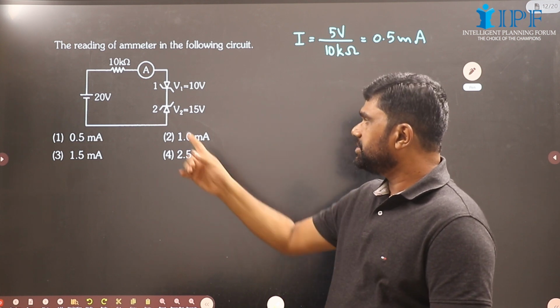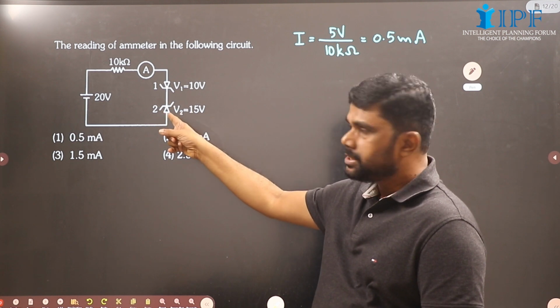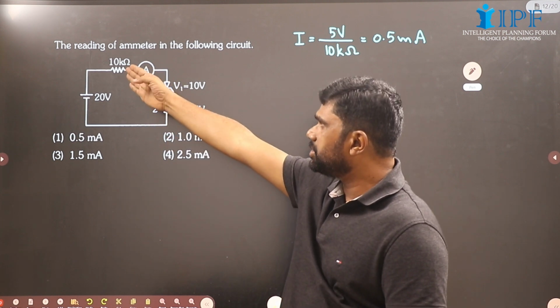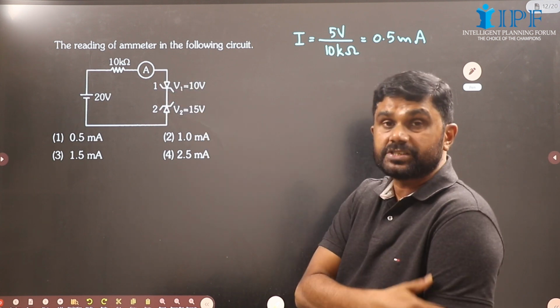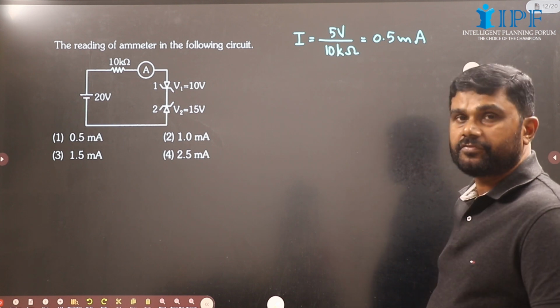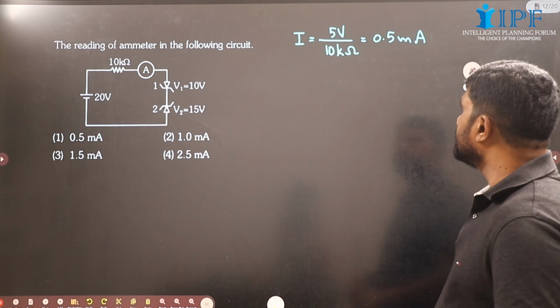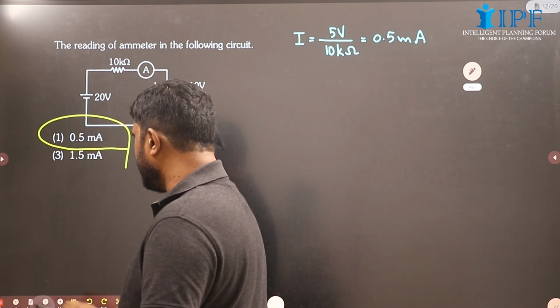Okay, and this is reverse biased. So the voltage across this will be 15 volt, and the remaining voltage will be across 10 kilo ohm. So the voltage across 10 kilo ohm is 5 volt. So the current through the circuit will be 5 divided by 10 kilo ohm, that is 0.5 milliampere. Okay, this one 0.5 milliampere.